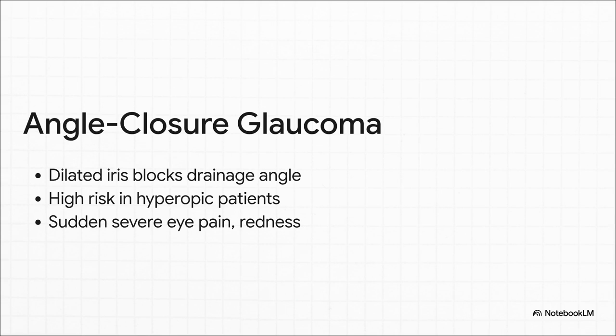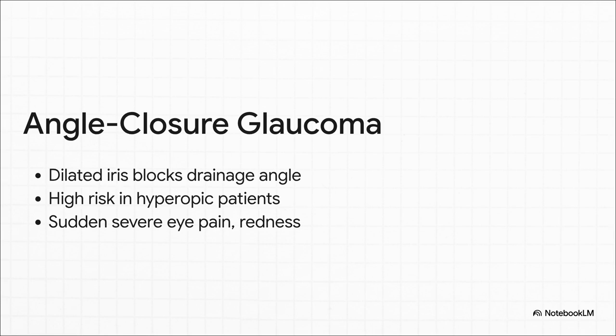When you dilate the pupil, that iris tissue folds up like an accordion. If a patient already has narrow drainage angles, which, by the way, is super common in your hyperopic, far-sighted patients, that bunched up iris physically clogs the trabecular meshwork. The eye keeps making fluid, but it has nowhere to drain. The intraocular pressure spikes dramatically. This is a true medical emergency.